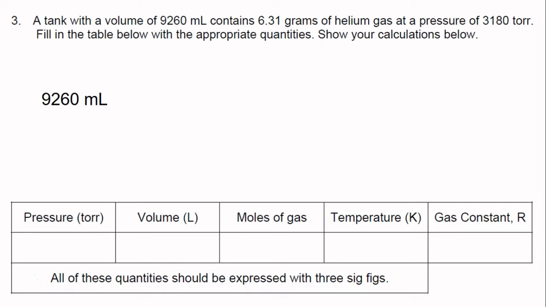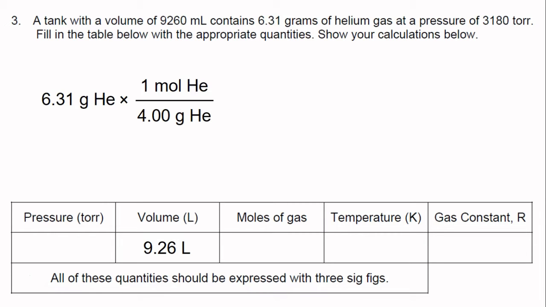9,260 milliliters. We'll convert that to liters. So we have 9.26 liters. Helium is not a diatomic gas. The molar mass of helium is 4 grams per mole. So 6.31 grams of helium is equal to 1.58 moles of helium. And our temperature is unknown. We'll be solving for temperature.